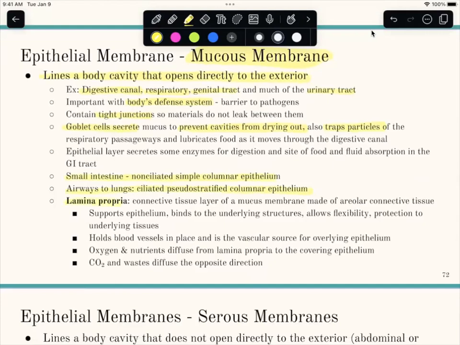Most mucous membranes have this lamina propria, which is that connective tissue underneath. Most of the time, it's that areolar connective tissue that's helping to support the epithelium above it. Again, we said epithelial cells do not have blood supply. Connective tissue does. So these mucous membranes get all of their oxygen, get rid of their carbon dioxide, pick up all of their nutrients that they need to do their different functions from the connective tissue underneath. So that's where that oxygen and nutrients diffuse into the epithelial cells, and waste products, carbon dioxide, go the opposite direction.